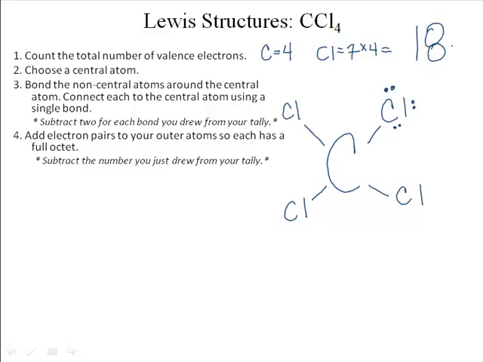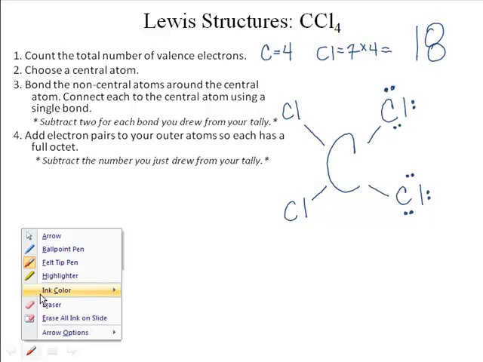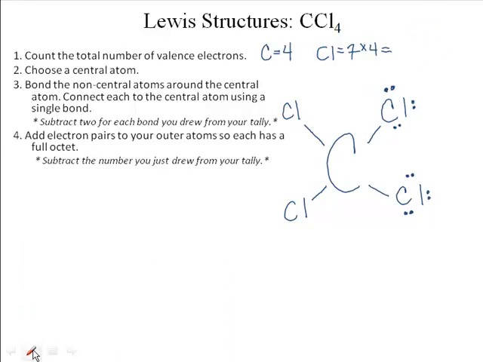And I'm going to continue doing this for each of my non-central atoms. Now I'll work my way down to my second chlorine atom. It currently has access to 2 electrons through the single bond, so I need to provide it with 6 more electrons in order to complete its octet. When I do that, I've used up 6 more electrons, so I'm going to subtract that from my tally. 18 minus 6 is 12 valence electrons.